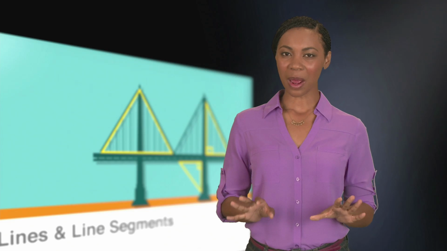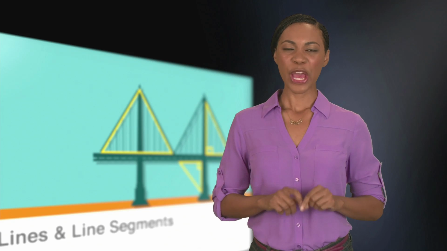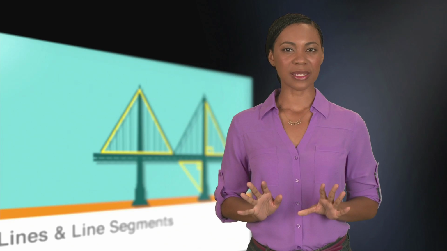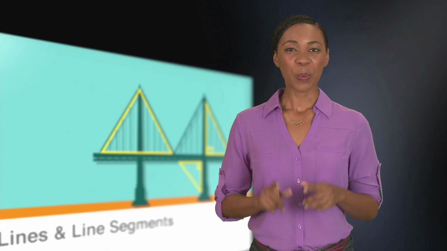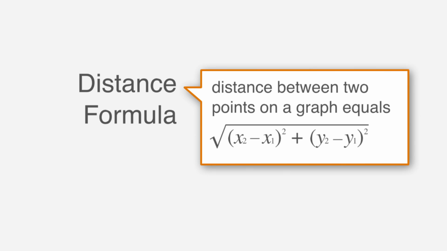Now that we've plotted our points, let's find the distance between these 2 points. You may have learned a few different ways to find distance on a graph, but let's focus on the distance formula. The distance formula says that the distance between 2 points on a graph is equal to the quantity x2 minus x1 squared plus the quantity y2 minus y1 squared, all under a square root sign.